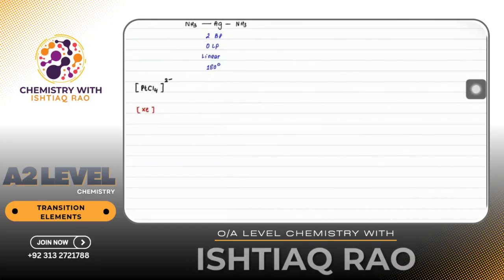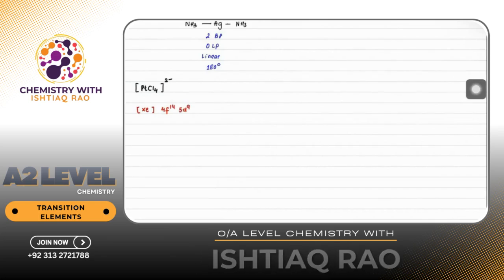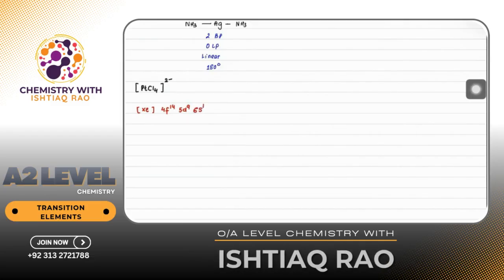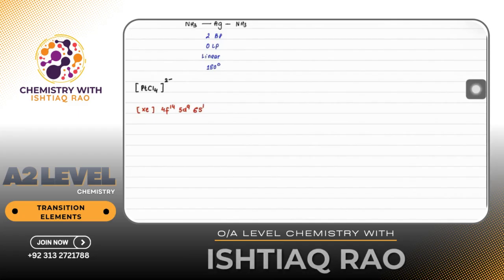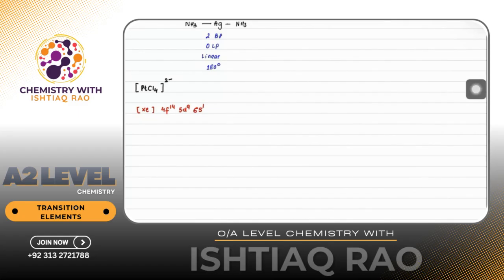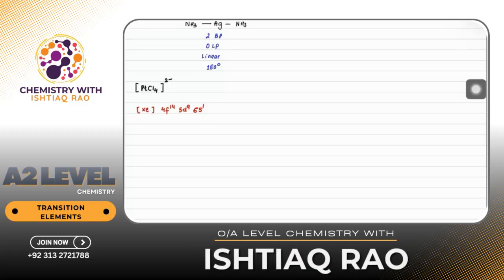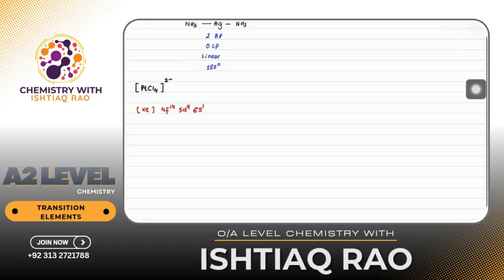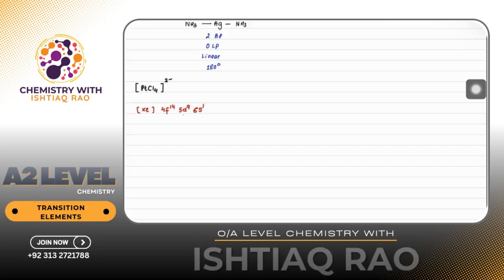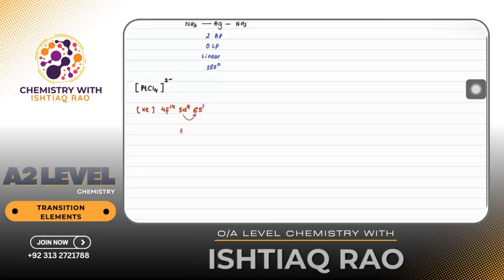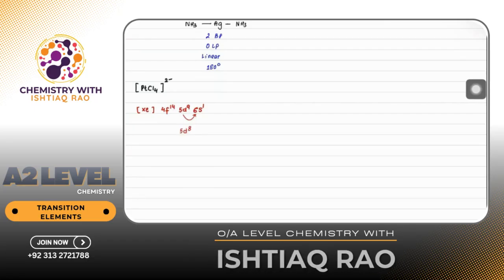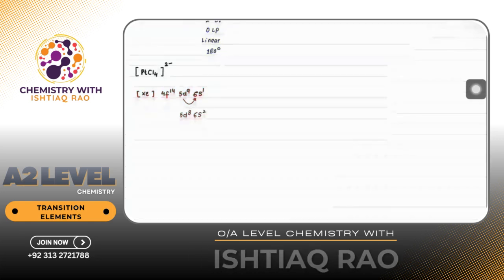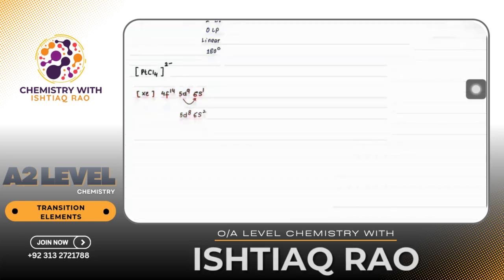Then I can write 4f14, 5d9, and then 6s1. It should be more stable, of course. You can make it stable after donating an electron. It's going to be 5d8, then 6s2.